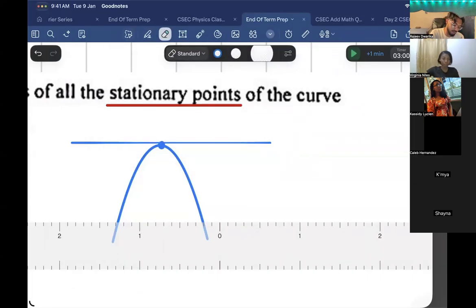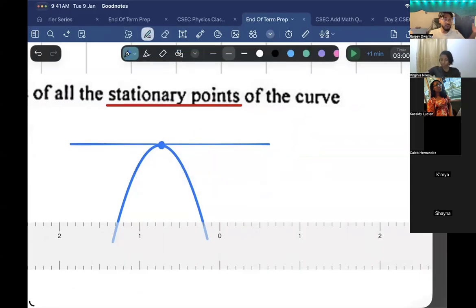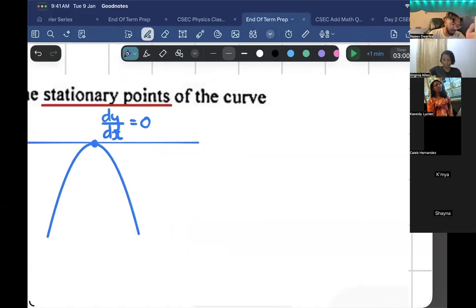It's 0. And remind me, what's another way we could write gradient? Instead of saying m, you could actually just write what? In terms of hard maths, dy dx. So at the stationary point, the dy dx is actually equal to 0. And this is like the whole point of this, right?